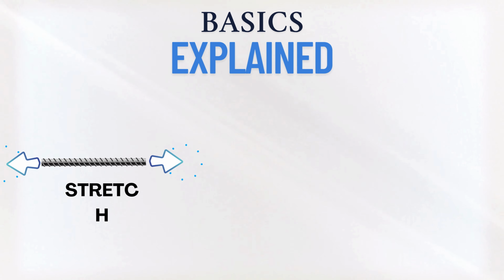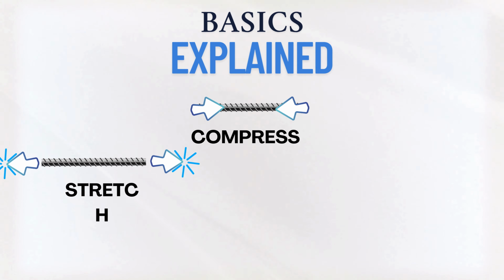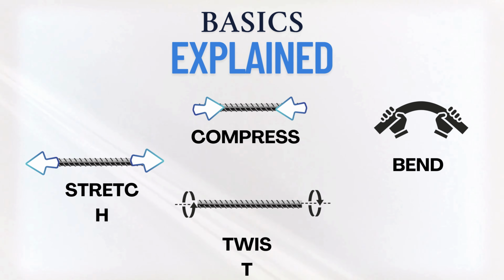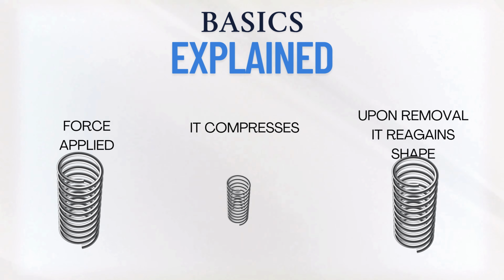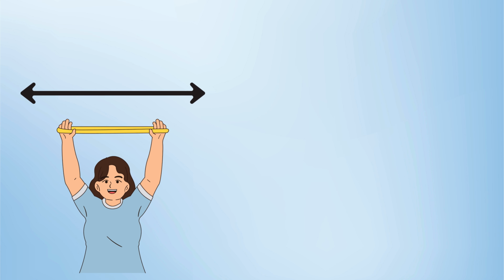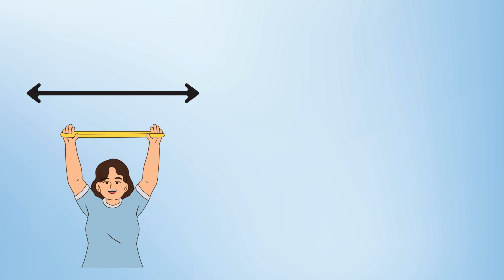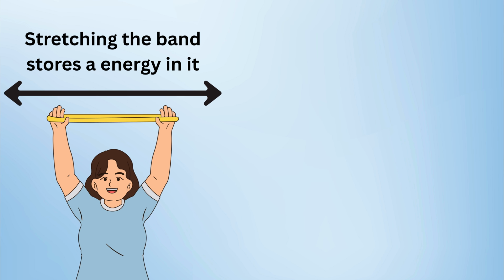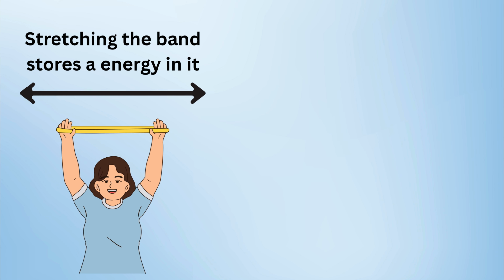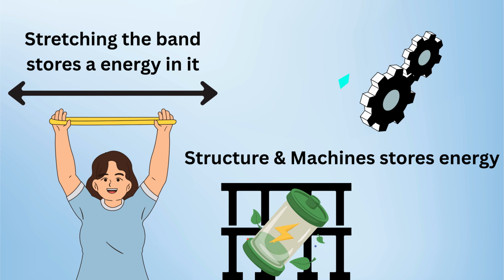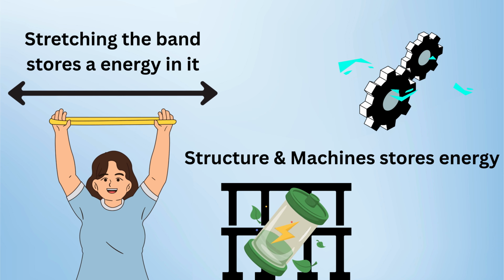This happens when a structure is stretched, compressed, twisted, or bent. And the good part, when the force is removed, the body tries to regain its original shape by releasing that energy. Think of a rubber band. Pull it, it stretches. Leave it, it snaps back. The stretching part stores strain energy. The snapping back part releases it. So just like a rubber band, structural elements in buildings, machines, and vehicles store and release strain energy.